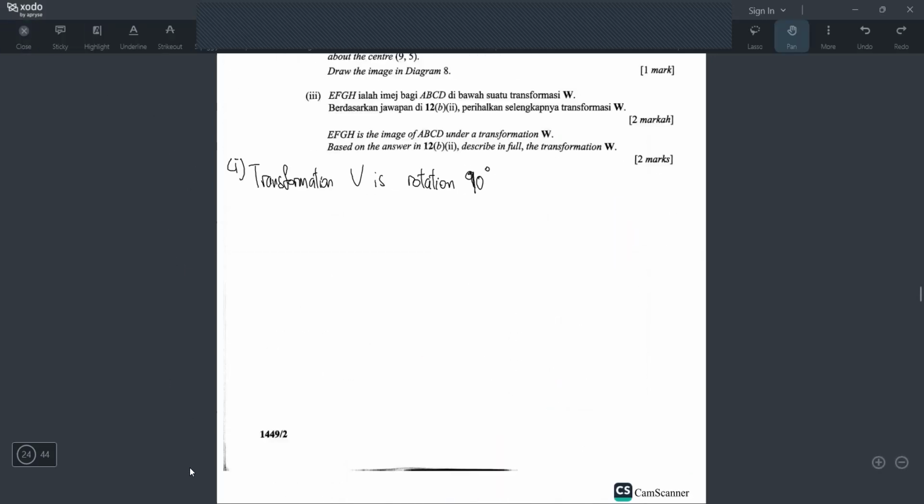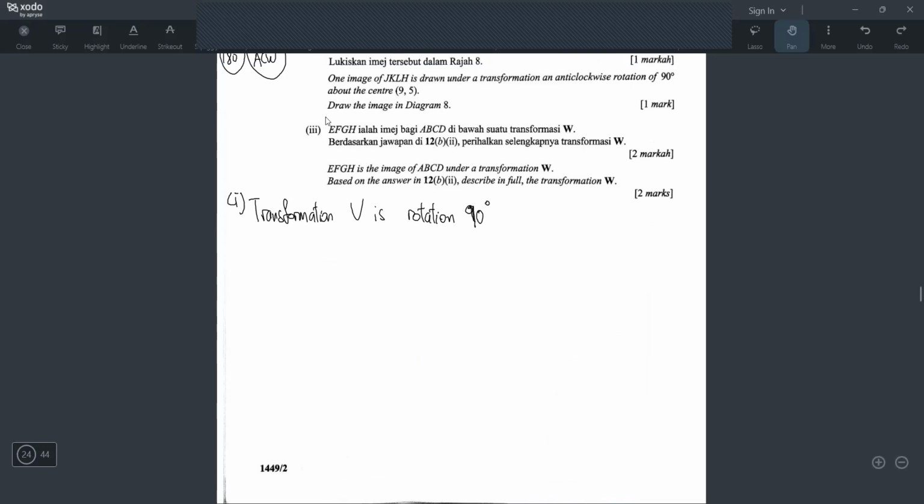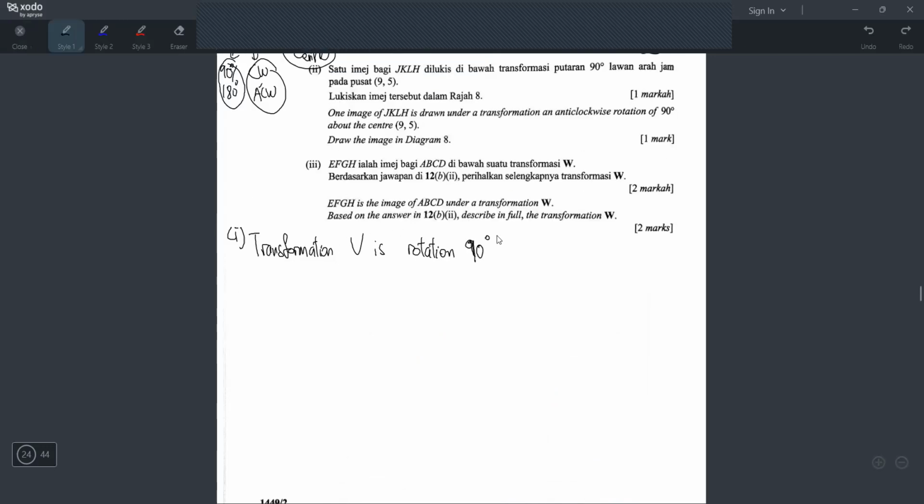So now I can go back here and write: transformation V is rotation 90-degree anti-clockwise, and we have to write about center 8, 8. Okay, or you can also say at center 8, 8. So, hope you understand. Now we can continue. Okay, let's look at the next question.